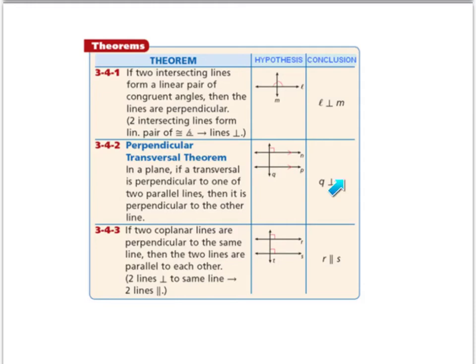And the last one kind of goes the backwards version of that. It says if you have two coplanar lines that are perpendicular to the same line, then those lines have to be parallel. So that means if I've got two lines, here's R and S, and they're both perpendicular to my transversal, then those two lines have to be parallel, meaning that they rise and they run at the same rate. So therefore, if it's perpendicular for one, it's perpendicular for the other, and then those lines have to be parallel.